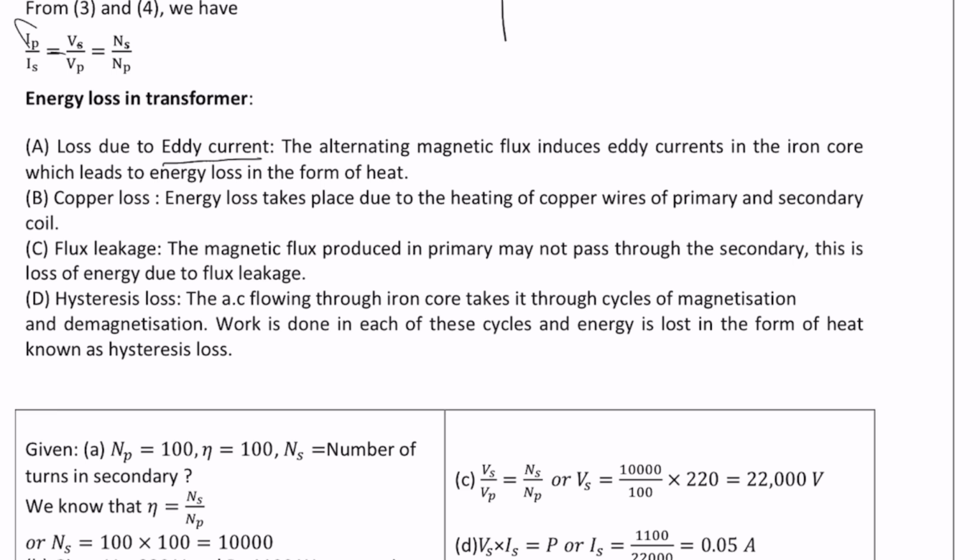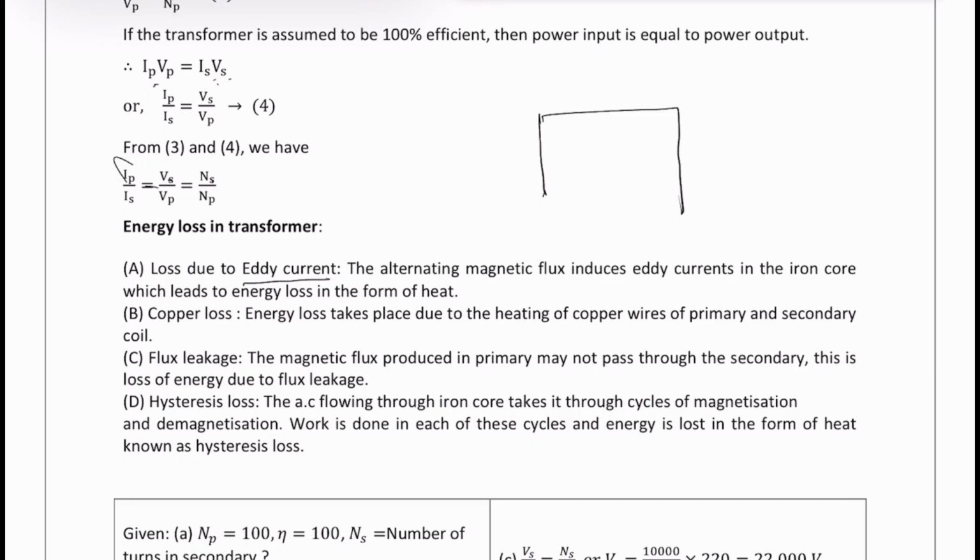See, there is localized current. What happens when we pass current through a laminated iron core? Local loops of current are developed. This localized current absorbs that energy, and it reduces the energy transmitted to the secondary. So these localized currents are called eddy currents.